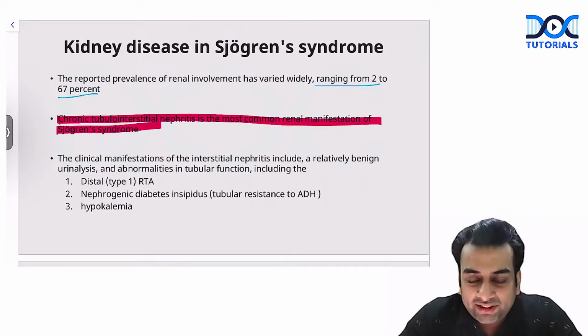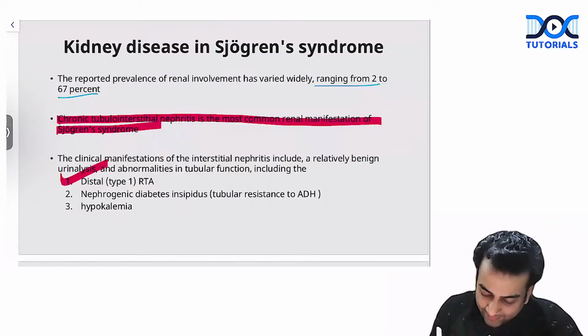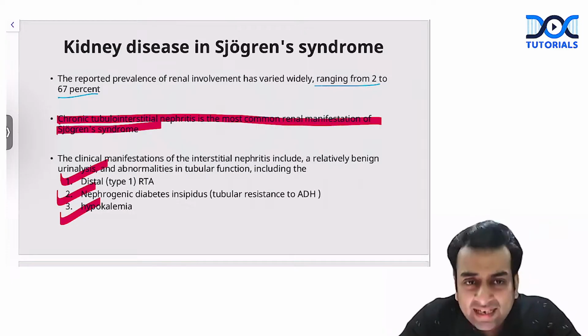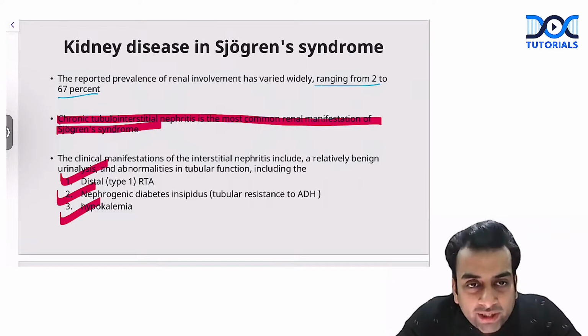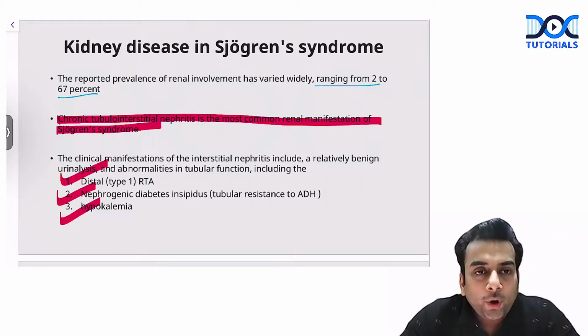The clinical manifestation of the tubulointerstitial nephritis is type 1 RTA. You have nephrogenic diabetes insipidus, and there could be hypokalemia. And rarely that could be proximal RTA as well. So there could be type 1 RTA, nephrogenic DI, and hypokalemia, which are the common renal manifestations of Sjogren syndrome.